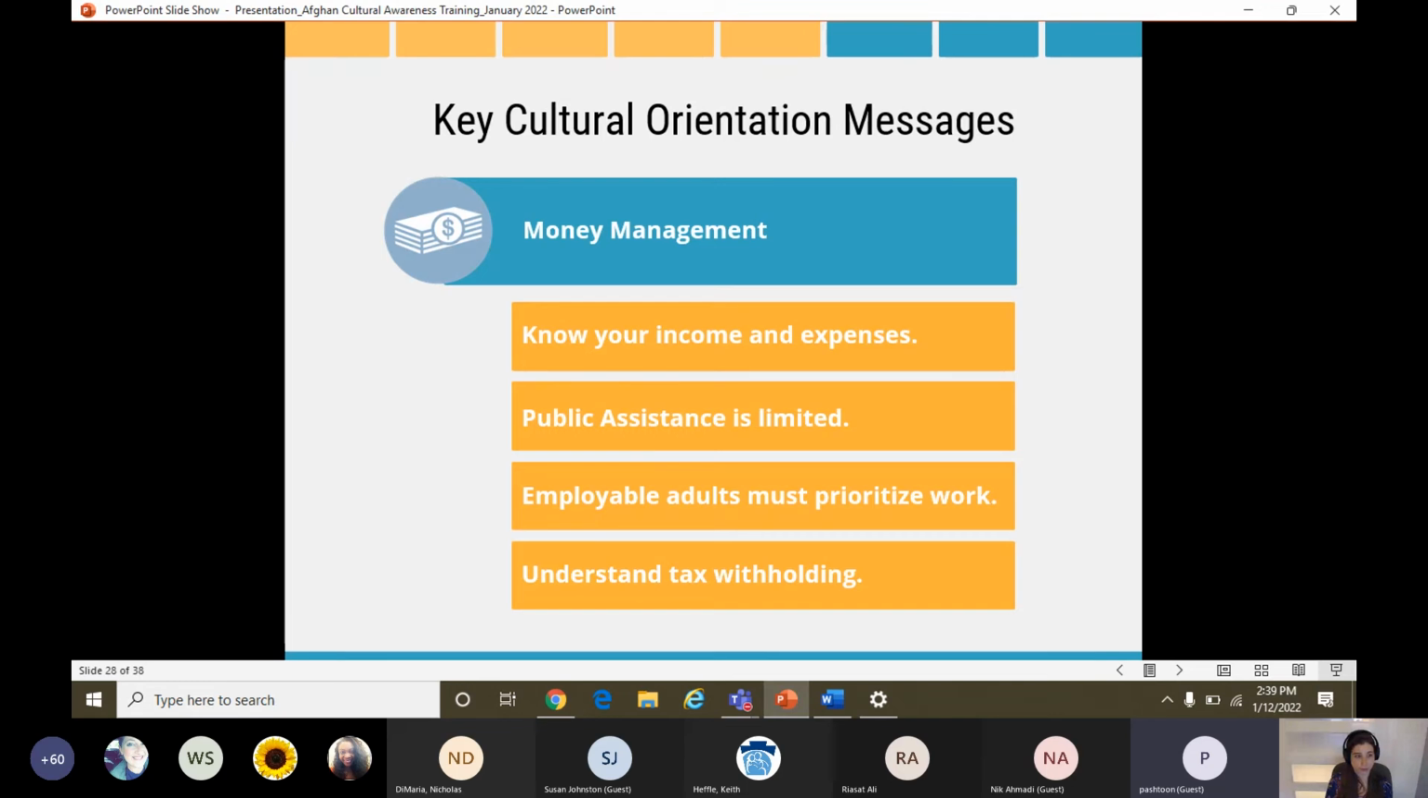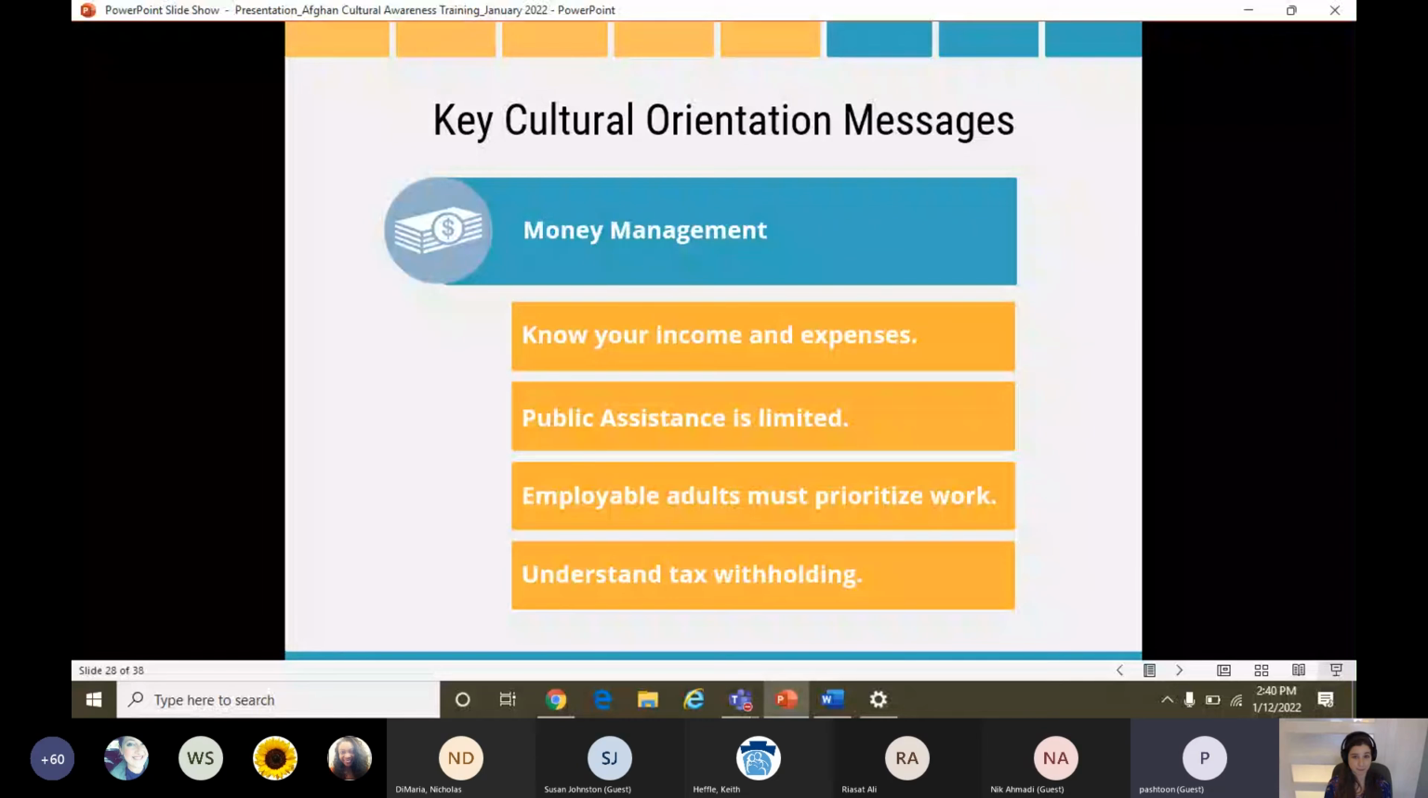So now one more cultural orientation topic, which is money management. There are 4 key cultural orientation messages related to money management that you can also incorporate into your service delivery. The first is that newcomers should know their total income and expenses, including rent and utilities. So try not to answer those questions for them, but make sure that both spouses or all adult members of the family understand that. Second, newcomers should identify that public assistance is limited and they need to work to earn income.